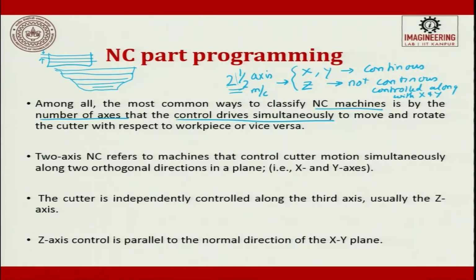So, this is what it is. The 2-axis NC refers to the machine that controls cutter motion simultaneously along two orthogonal directions, x and y. The cutter is independently controlled along the third axis, which is z. So, z axis control is parallel to the normal direction of the xy plane. So, this is a 2.5 axis machine.